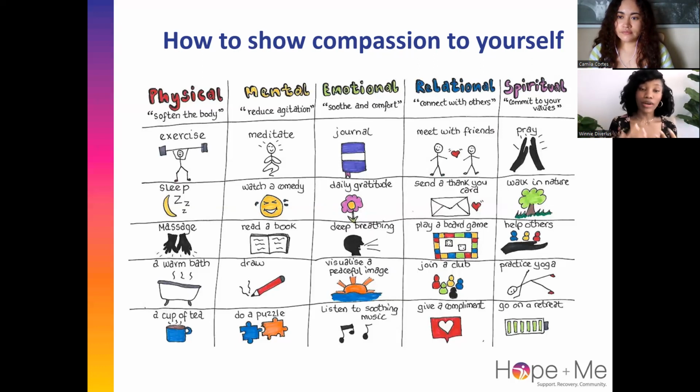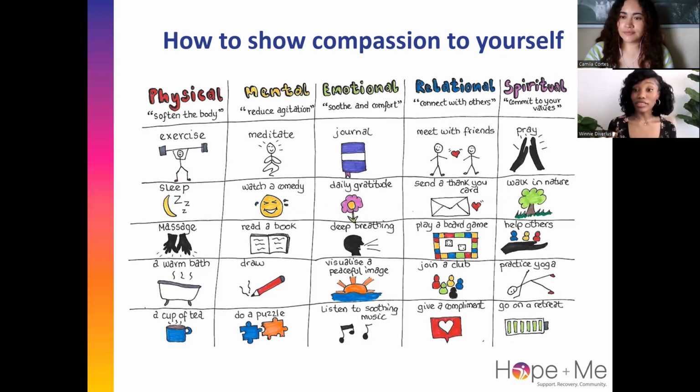Mentally, what are some strategies that we can utilize to reduce agitation? We have meditation, we have watching a comedy, old or new, reading a book that can either be inspirational or that can be a thriller that ignites these different emotions in our bodies, drawing and unleashing our inner creativity, and doing a puzzle and exercising our cognitive capacities.